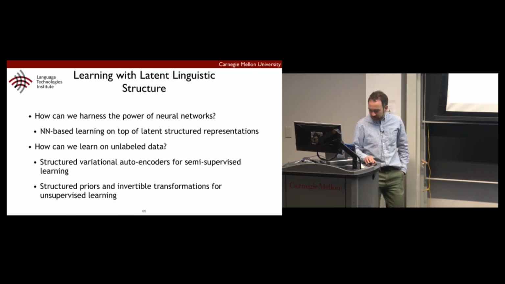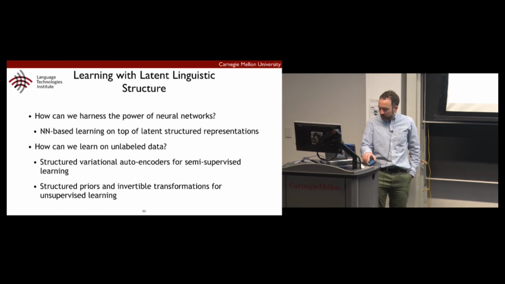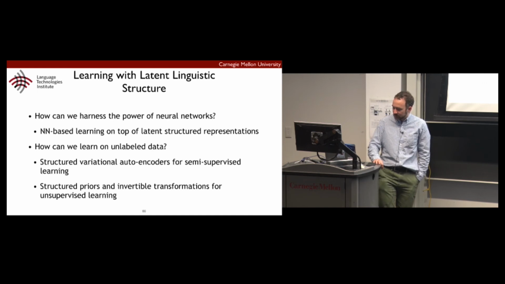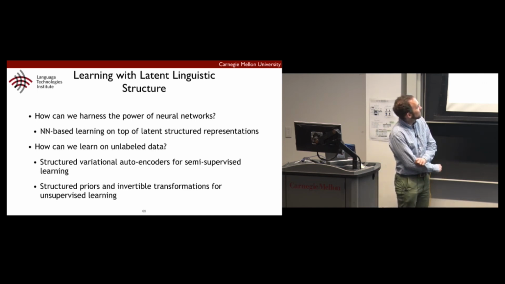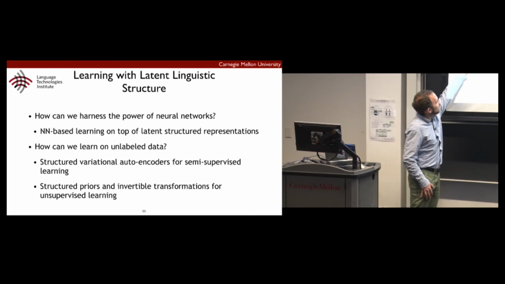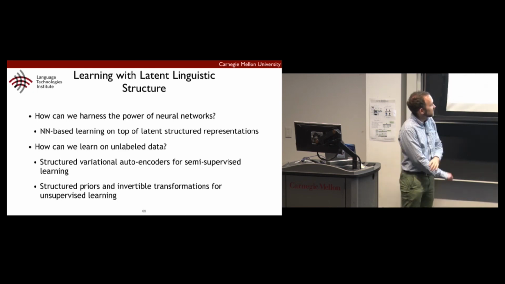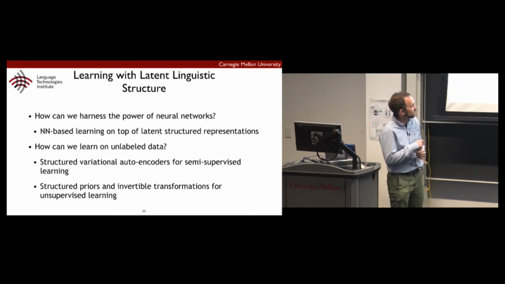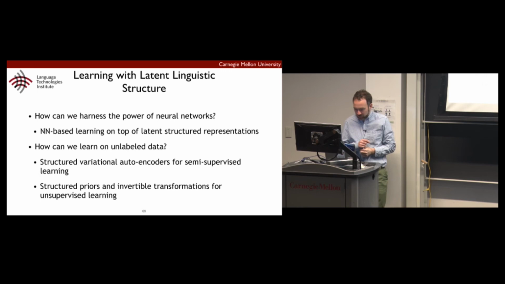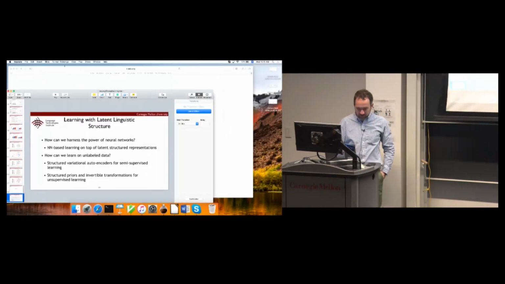So basically the conclusion of this is, how can we harness the power of neural networks and still get things that are interpretable or interesting to us? The answer, our answer anyway, is neural network-based learning on top of latent structured representations. And how can we learn on unlabeled data? The first two things were structured variational autoencoders for semi-supervised learning, and then we also had structured priors and invertible transformations for unsupervised learning. So yeah, I guess that's all I have today.